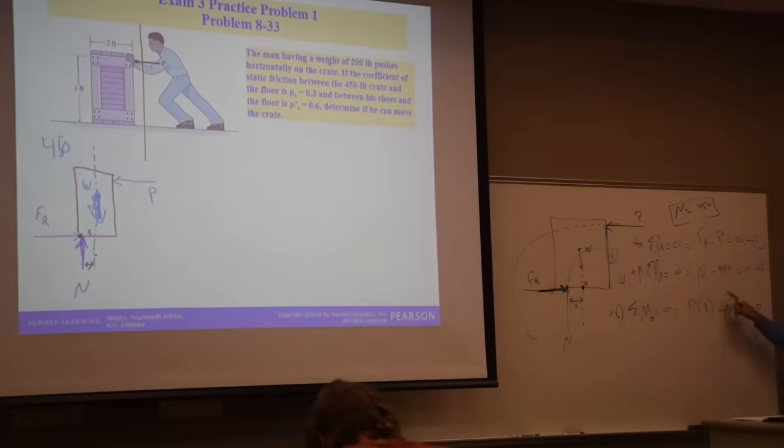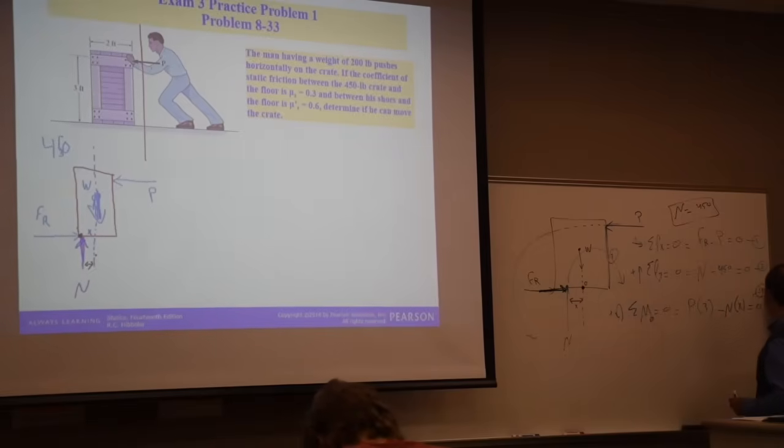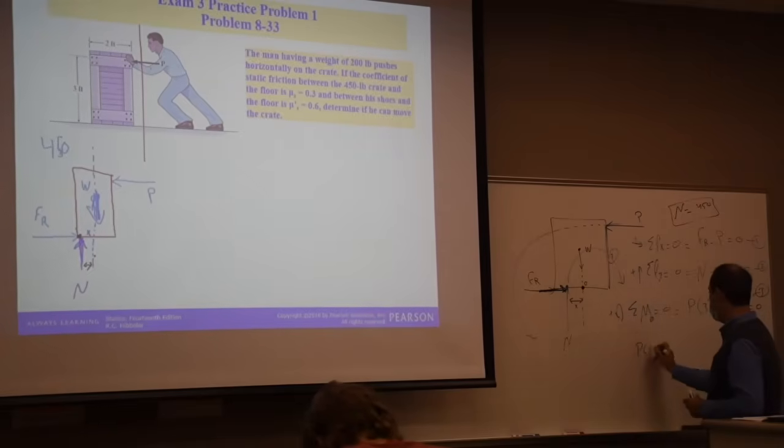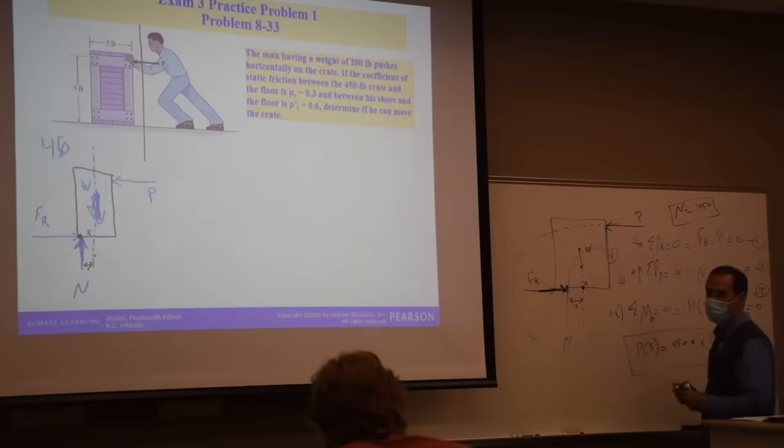So you can plug this here. You can say the moment, which is 3, you have P multiplied by 3 equals 450 multiplied by X.